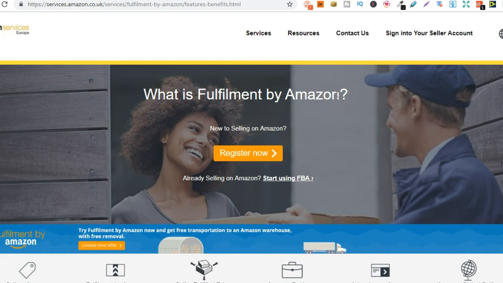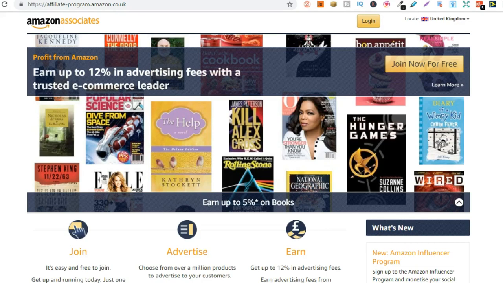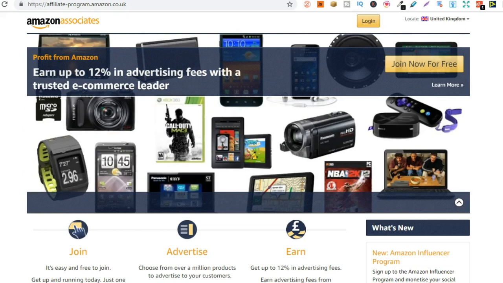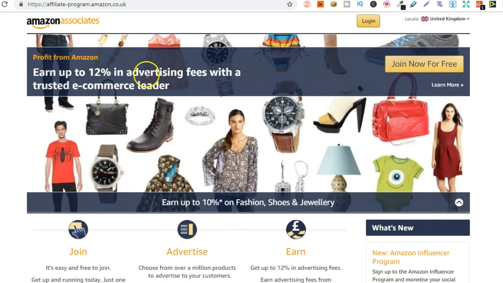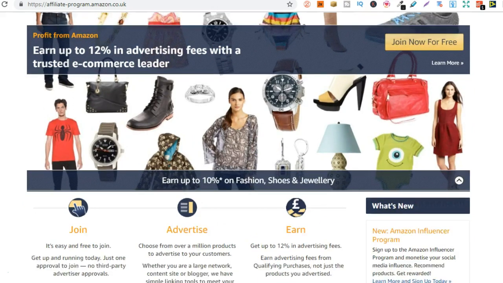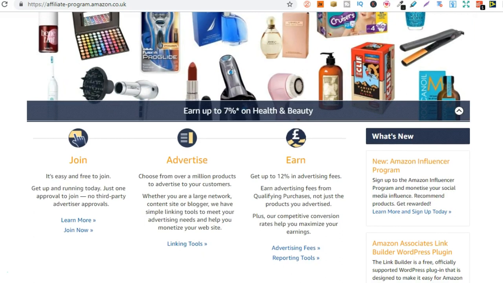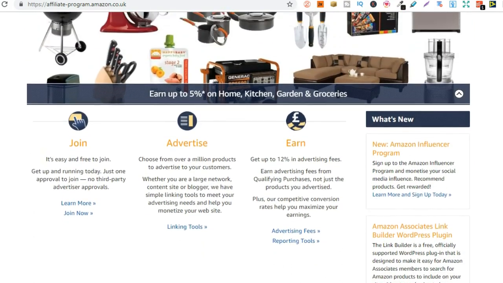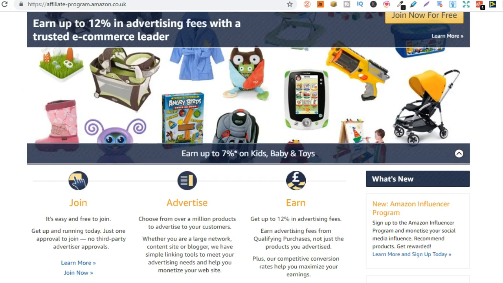So the fourth way to make money with Amazon, what is that? Well, that's becoming an affiliate for Amazon. So on Amazon, they have the biggest affiliate program in the world. And as you can see, you can earn up to 12% in commissions. Is that right? Yeah, up to 12%. Now you're going to start off on a lower tier. And then once you start selling more products, your commissions slightly increase.